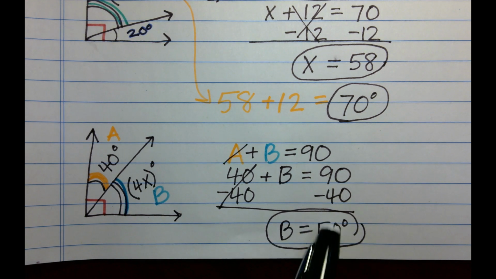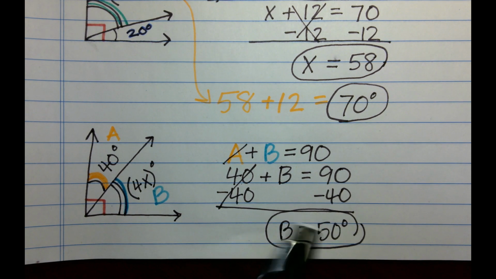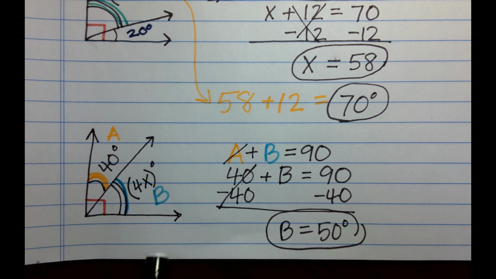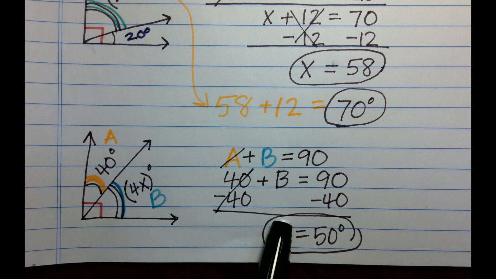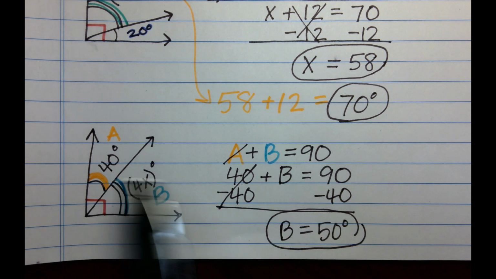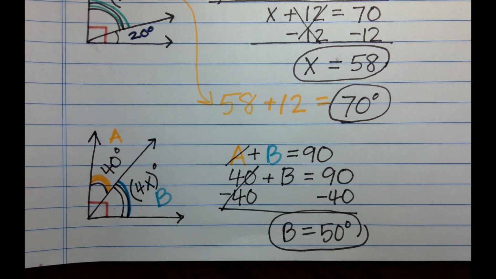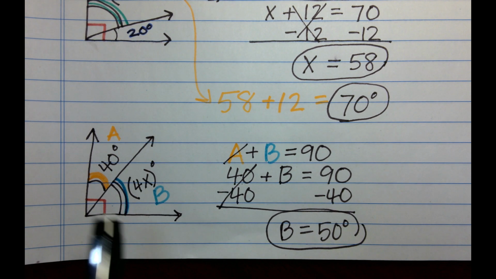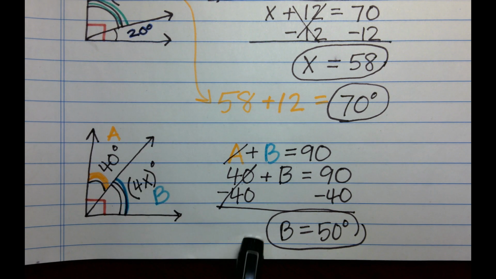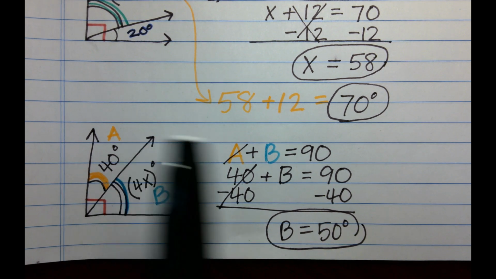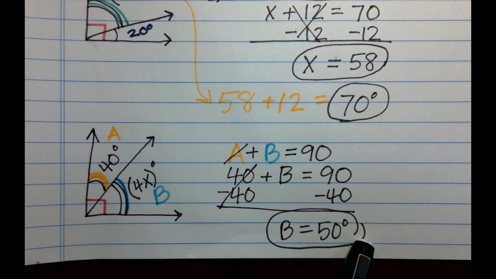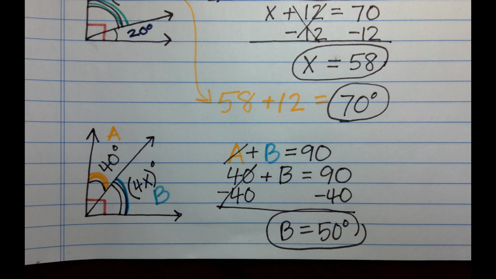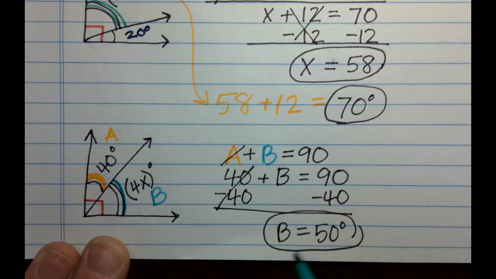Now, would this be easier to use to help us solve for x? Because I know 4x is B, and I know B is 50. So what equation could I write to solve for x? 4x equals 50. If B is 4x and B is 50, then 4x is 50. They're all the same as each other. So let's write that equation.